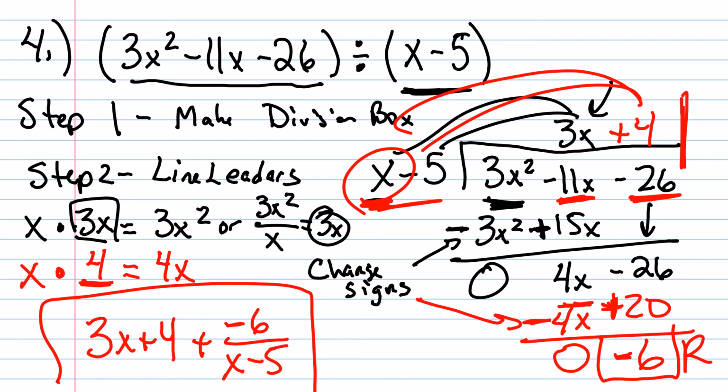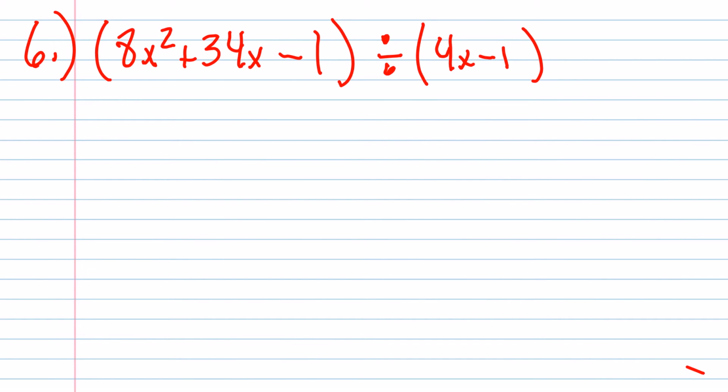Moving on to 6. Alright, number 6, we have 8x squared plus 34x minus 1 divided by 4x minus 1. So remember, once again, step 1 said to make your division box. And that's all I do right there. I just make my division box.